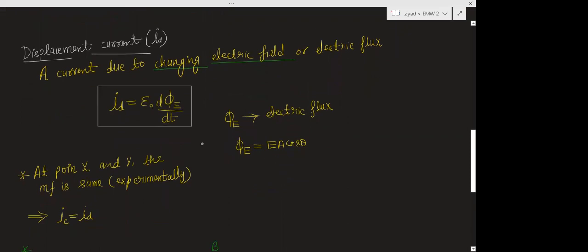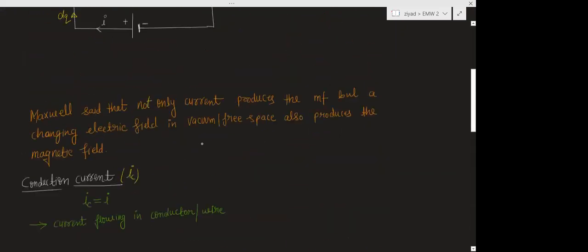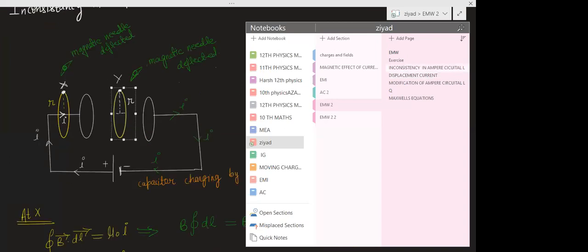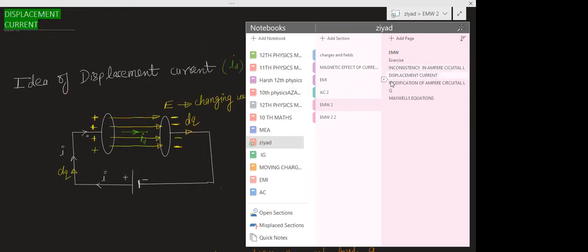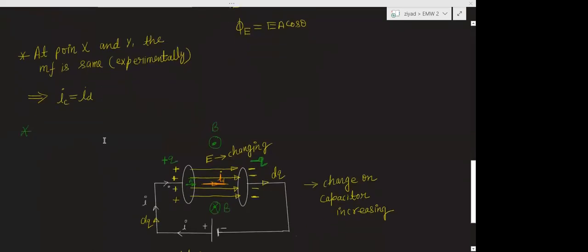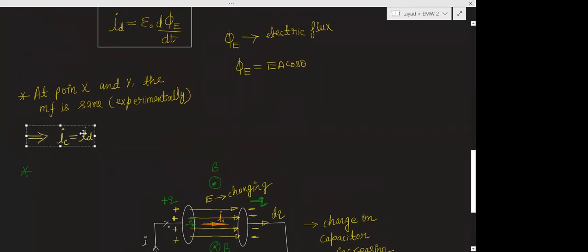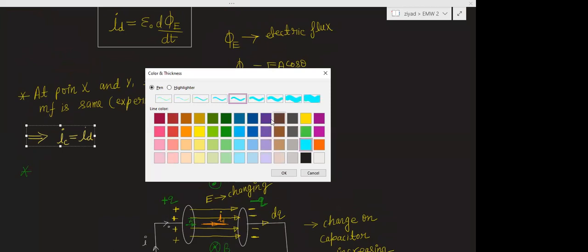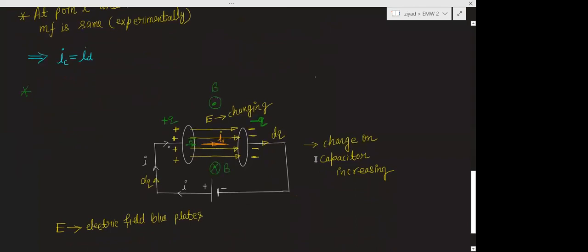Now, the experiment was done by Maxwell, and he found that at this point x and at this point y, the magnetic field is the same. If the magnetic field is the same at these points, you can say the current will be the same. So in the wire there is a conduction current, and here there is the displacement current. From this experiment, it is implied that the conduction current is equal to the displacement current. Both are always equal.